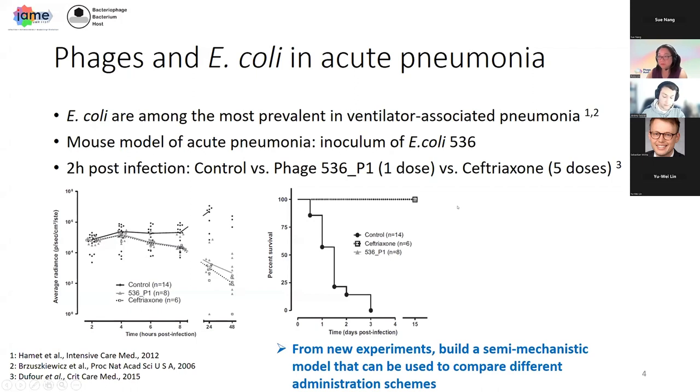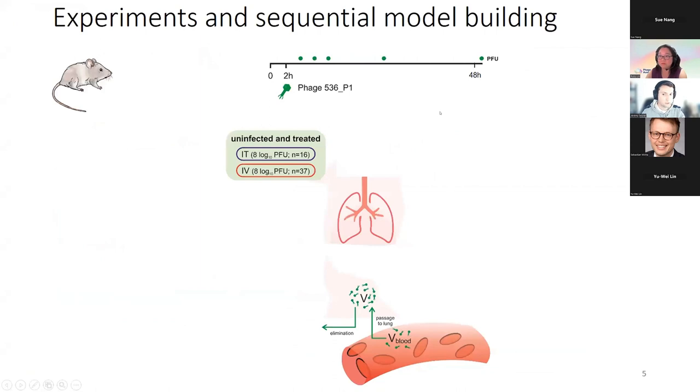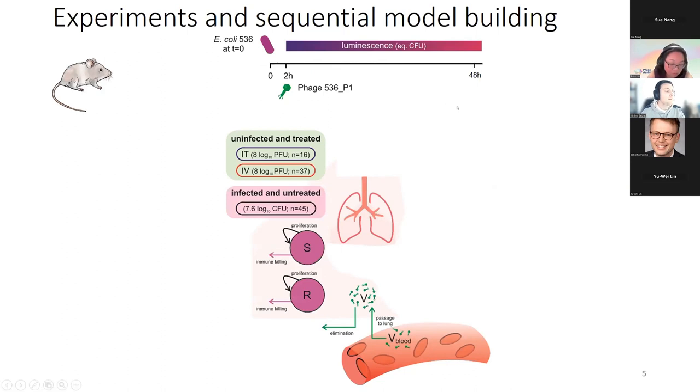Then they produced new experiments in order to help build a semi-mechanistic model to compare different administration schemes. There are different kinds of experiments. First, they investigated the pharmacokinetics of the bacteriophage by two different routes: intratracheal, which is the local administration, and intravenous, the general administration. They did that in mice which were not infected, only treated, just administered some phage, to get the distribution and kinetic parameters. Then they also have mice which were only infected but not treated by phage, to understand the bacterial growth parameters and also the effect of the immunity of the host.